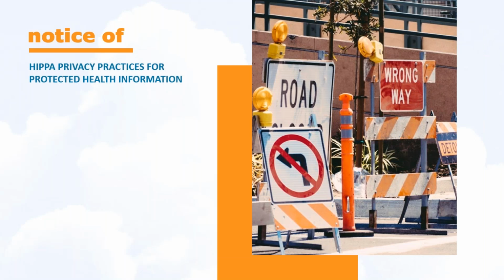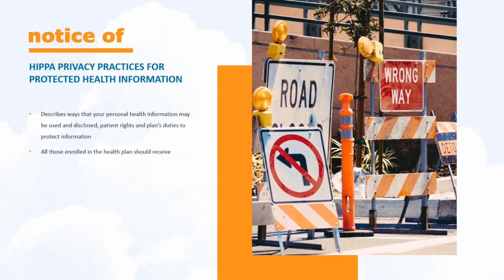HIPAA has a notice called the Privacy Practices for Protected Health Information. This describes ways that your personal health information may be used and disclosed, patient rights, and the plan's duties to protect information. I would bet this is in all of your insurance booklet materials, but please check because it is something that needs to be sent out annually to those who enroll in the health plan, because it does tell them how the plan treats their health information.